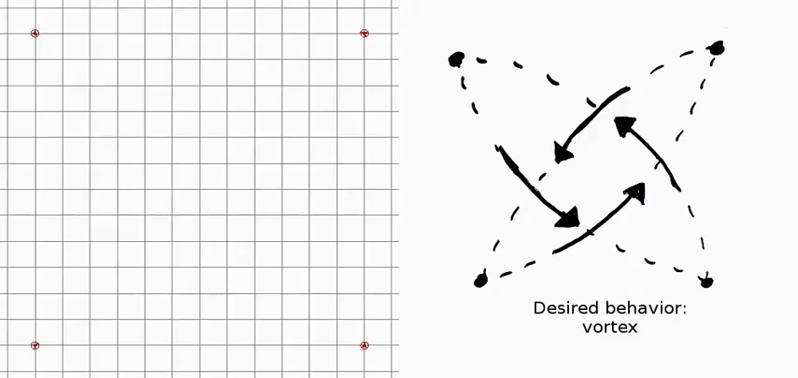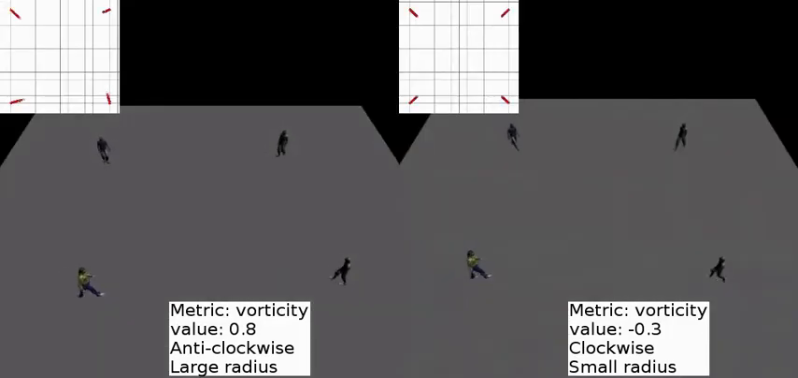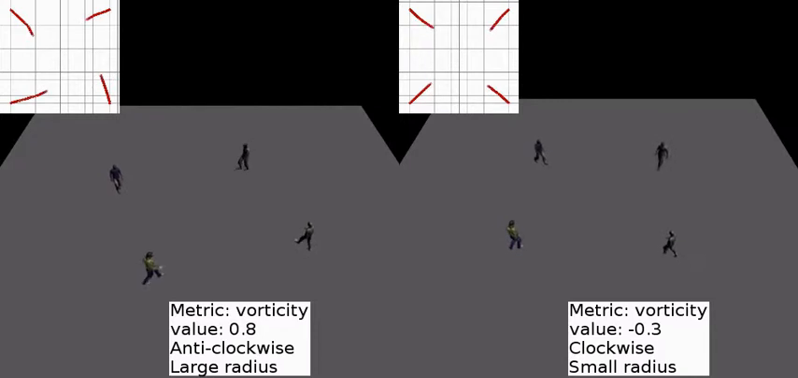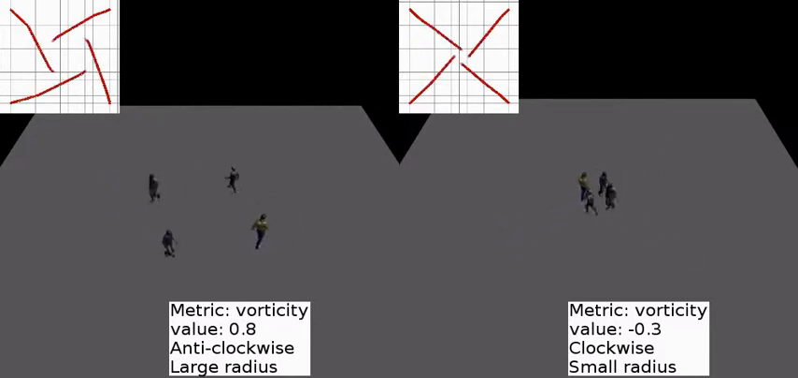In our second example, we want our agents to behave in a vortex-like pattern. To achieve this, we use the vorticity metric. Here the sign of the target value dictates the rotation direction, while its absolute value dictates the size of the vortex's radius. Thus, on the left we have an anti-clockwise large radius vortex, while on the right we have a clockwise smaller radius vortex.